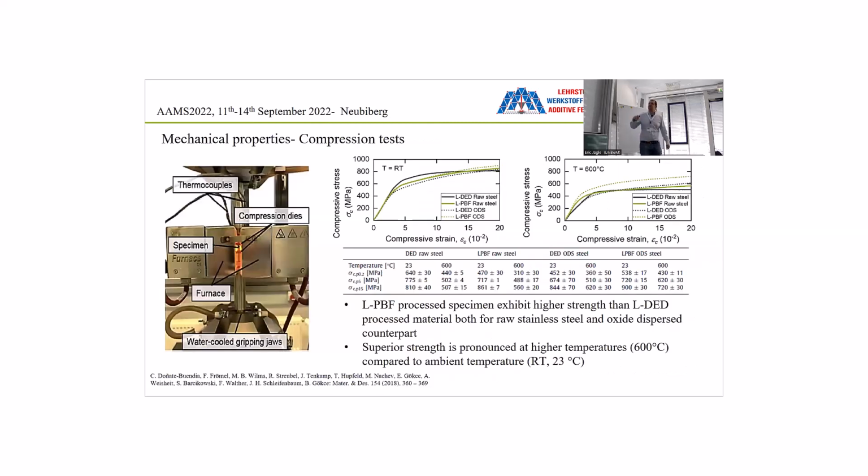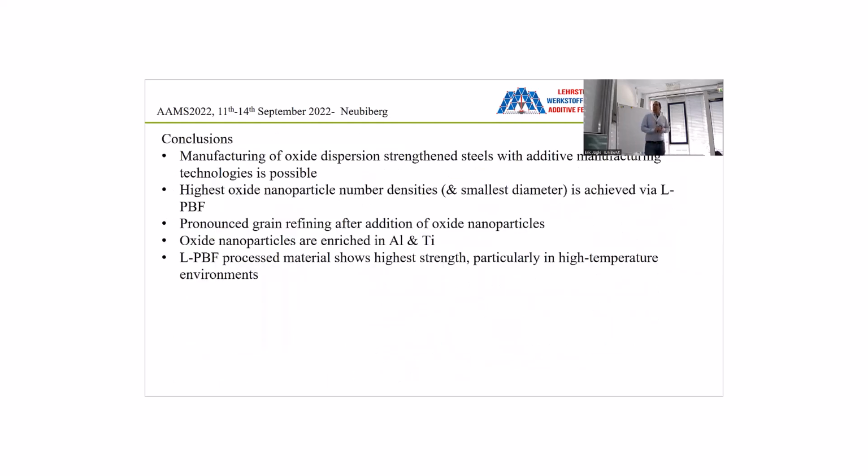Okay, for the sake of time, just two more words on the mechanical properties. We performed some compression tests at room temperature and high temperature, so 600 degrees is our high temperature measurement, and we do see an effect of the oxides, in particular in the high temperature region, and the LPBF also has a higher strength than the DED material. So from this point, we would say the LPBF materials are superior to the LDD. But basically, you can manufacture oxide dispersed materials with both processes. It depends a lot on your parameters, on how you set up your process.